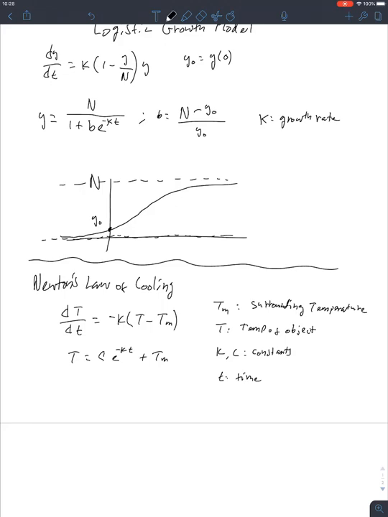With this equation, try some problems out, and that's probably what we'll do this week. And then the next video will be the multivariable calculus part.